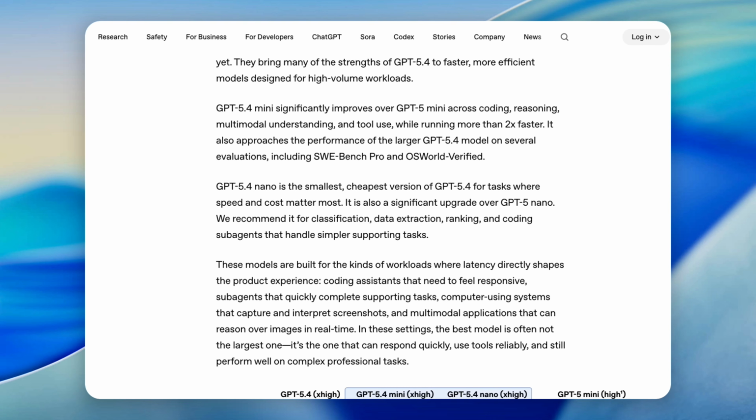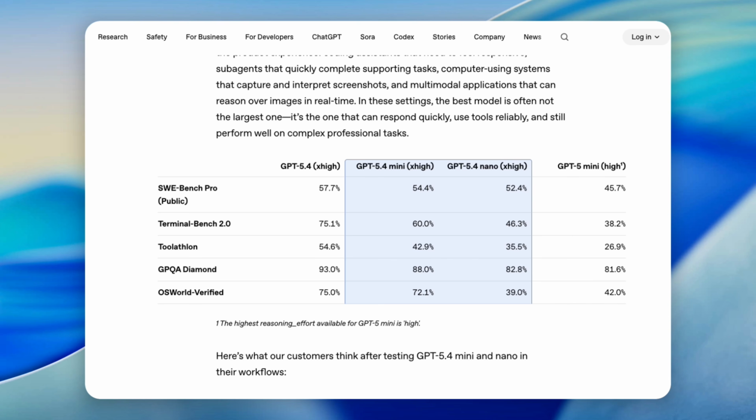OpenAI's blog leads with GPT-5.4 Mini, so let's start there. GPT-5.4 Mini significantly improves over GPT-5 Mini across coding, reasoning, multimodal understanding, and tool use while running more than 2 times faster. It also approaches the performance of the larger GPT-5.4 model on several evaluations, including SWE-Bench Pro and OSWorld-Verified. The last part is the important bit, because it's not just that it's faster, but the gap between Mini and the full model has genuinely gotten narrow.